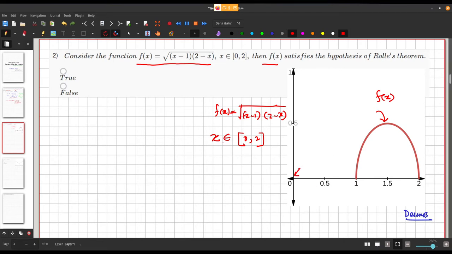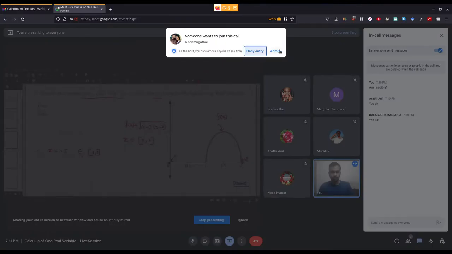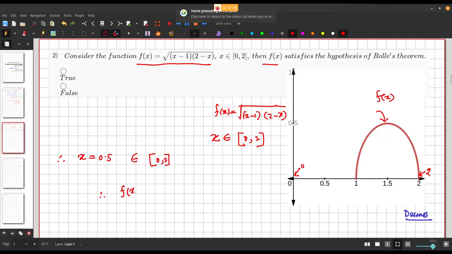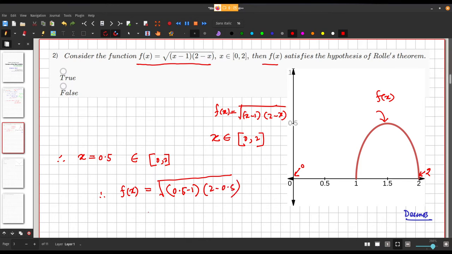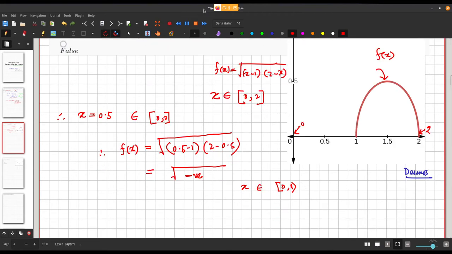This is the extreme point of this domain, 0, and here it is 2. And you can see from this plot that in the region between 0 and 1, this function is not defined. You can also check it by putting a value of, say, x equal to 0.5, which actually is from the domain. But if we try to find f of x, we'll find that it is 0.5 minus 1 times 2 minus 0.5. So this becomes a negative number, because this will be minus 0.5. So f(x) is not defined for any value of x belonging to this region. So let me write it clearly.